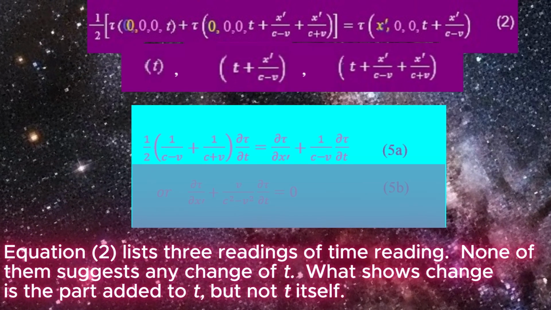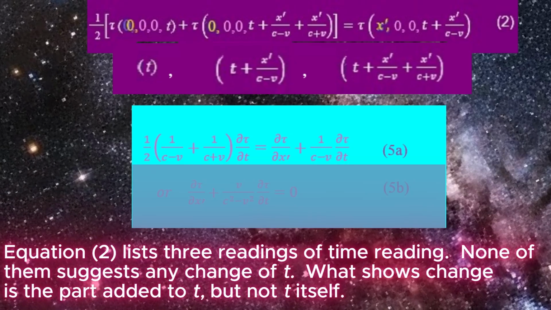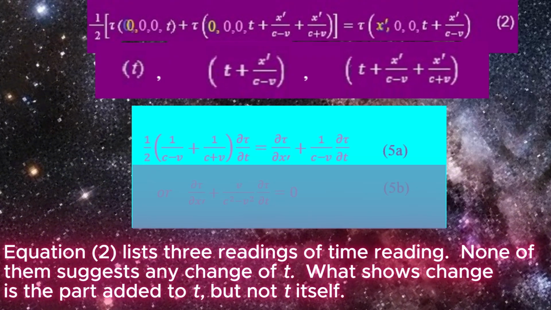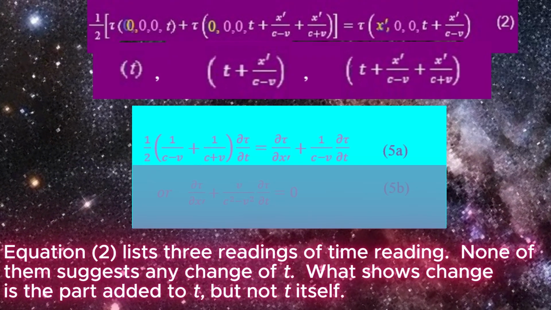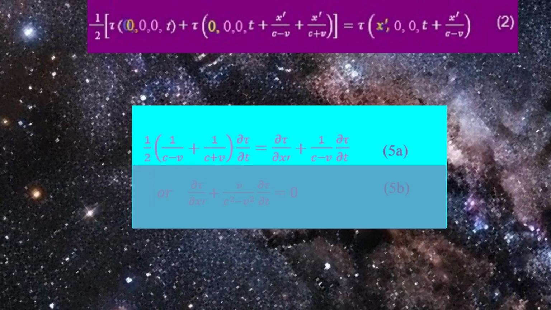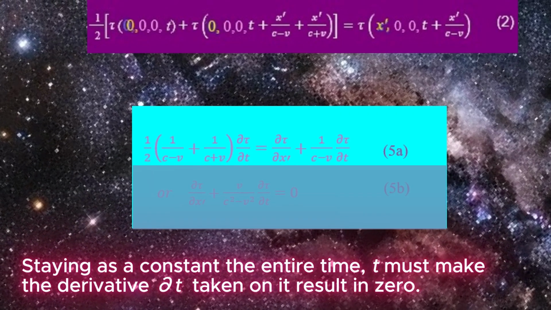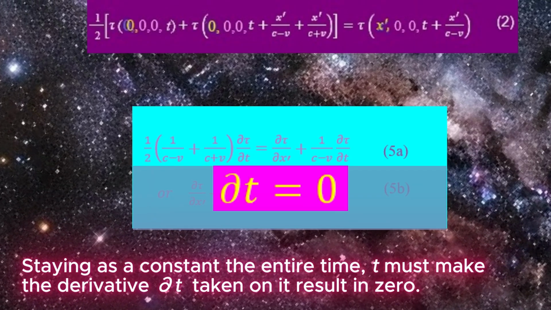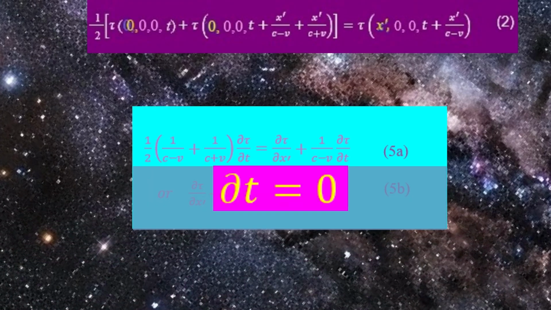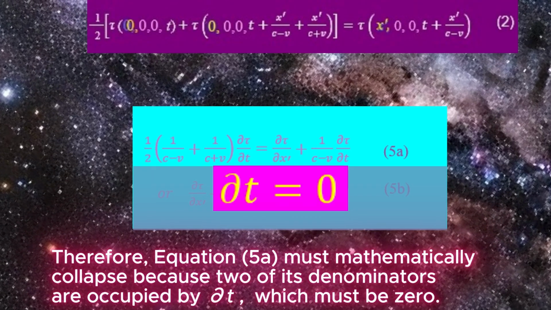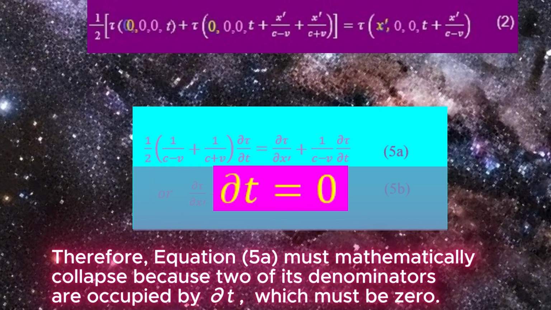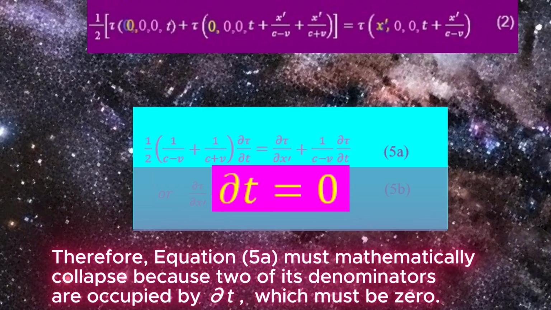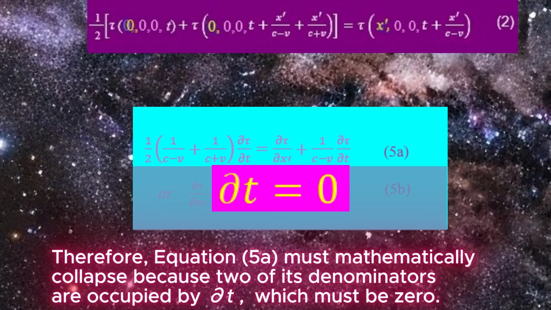Equation 2 lists 3 readings of time. None of them suggests any change of t. What shows change is the part added to t, but not t itself, staying as a constant the entire time. t must make the derivative delta t taken on it result in 0. Therefore, equation 5a must mathematically collapse, because two of its denominators are occupied by delta t, which must be 0.